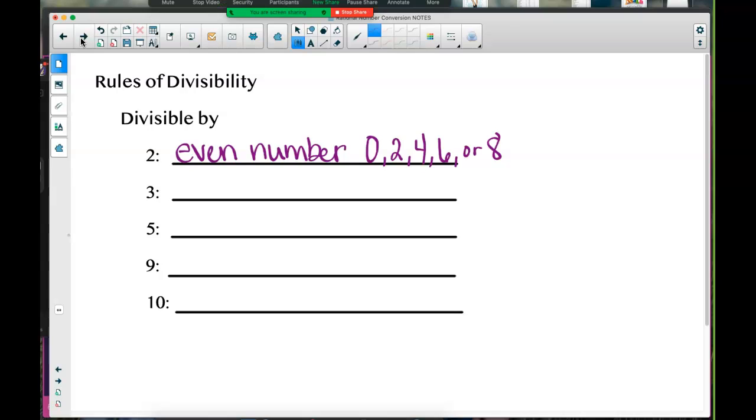Does anybody know how you know if a number is divisible by 3? Yeah. You add the two things together and you can divide it by 3. Yeah. If the sum of the digits is divisible by 3.